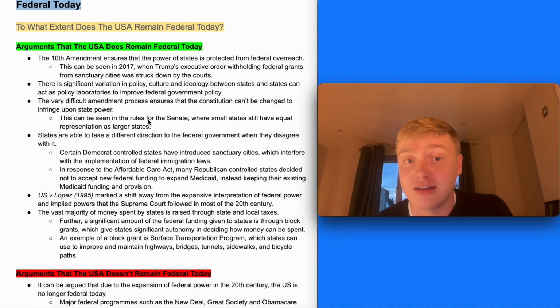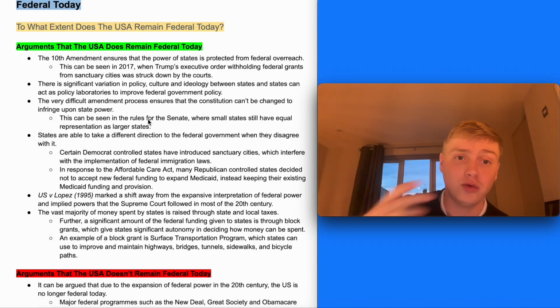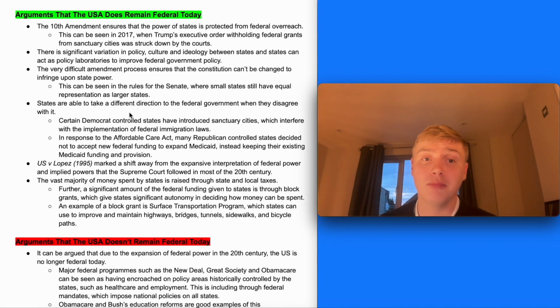from federal overreach, as seen in relation to Trump's executive order in relation to sanctuary cities. There's significant variation in policy, culture, and ideology between the states, and states can act as policy laboratories to improve federal government policy. The very difficult amendment process ensures that the Constitution can't be changed to infringe upon state power without state consent. And states are able to take a different direction to the federal government when they disagree.